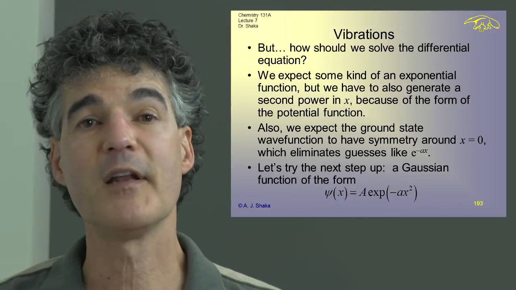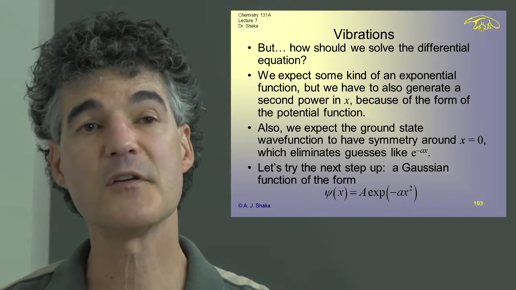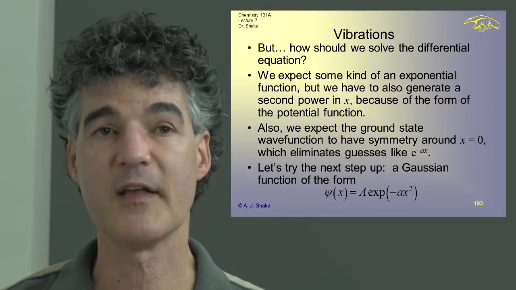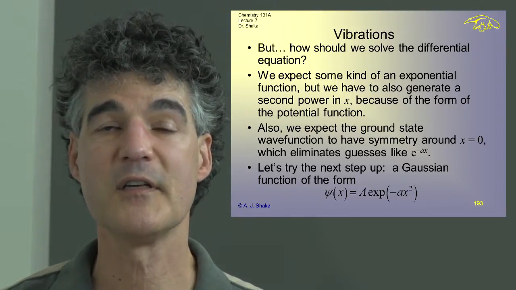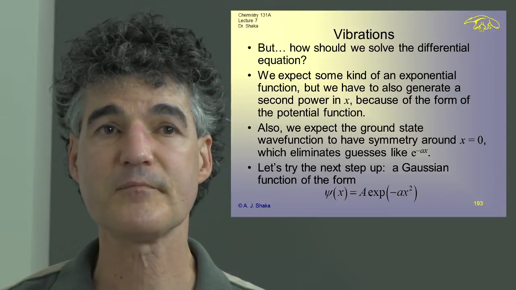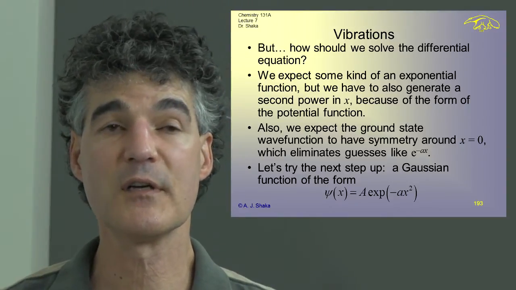And if there are excited states in this potential, we would expect them to have nodes just like the higher excited states of the particle in a box. But, well, how should we solve the differential equation?